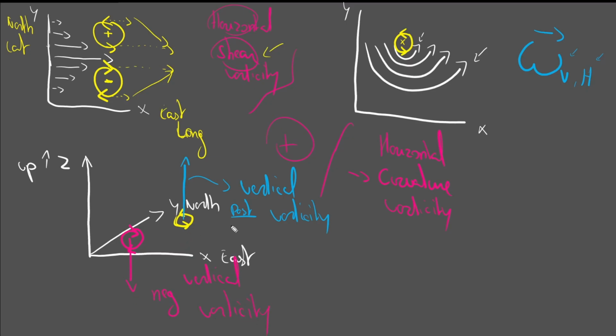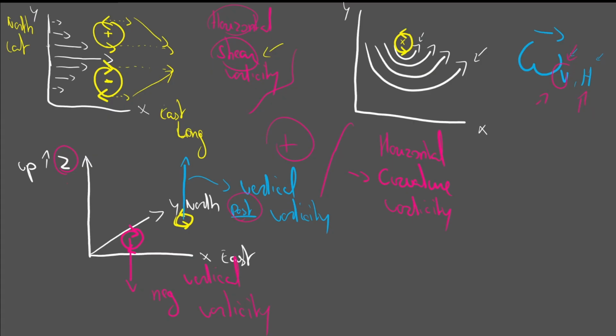Even if it's around the same axis, it's still vertical vorticity because the axis is along the z-axis here, right? Negative vorticity is vorticity spinning clockwise around the vertical axis. Vorticity spinning counterclockwise around the vertical axis is called positive vertical vorticity. So now we've handled the vertical here, but there's also another one, the horizontal.